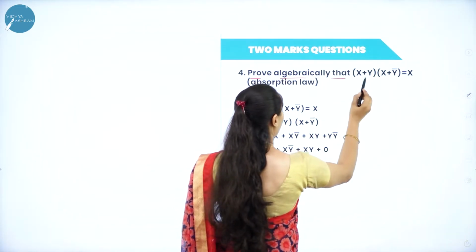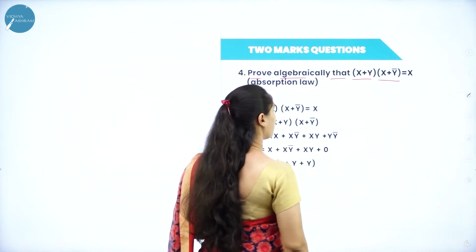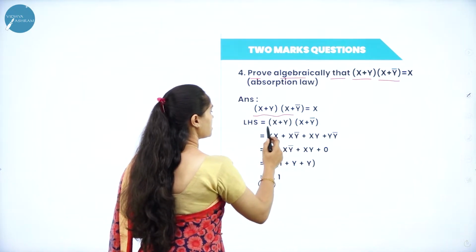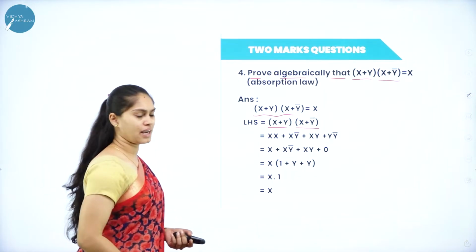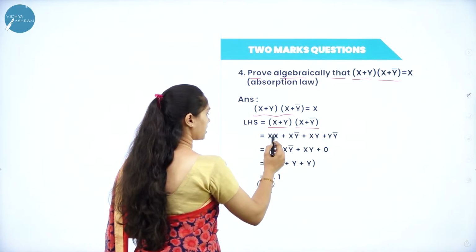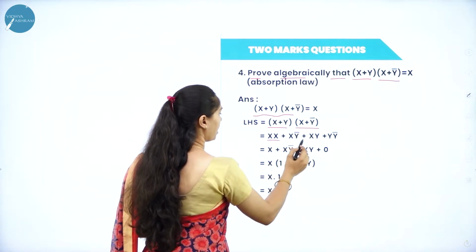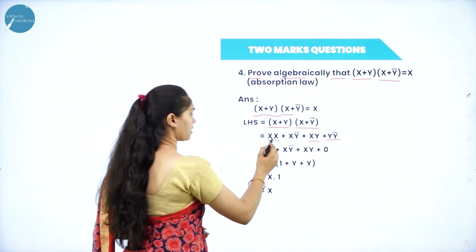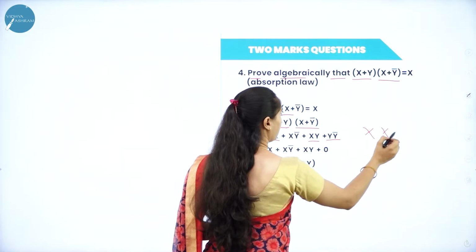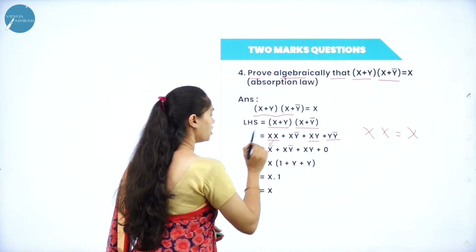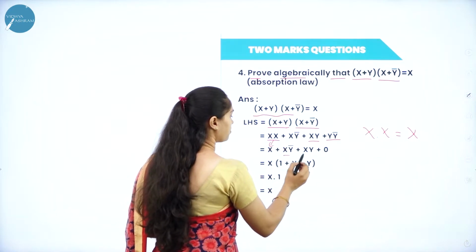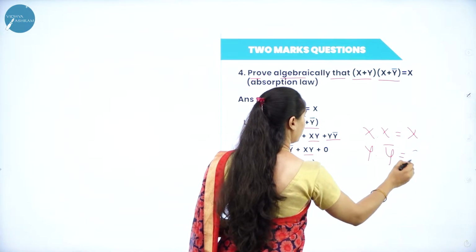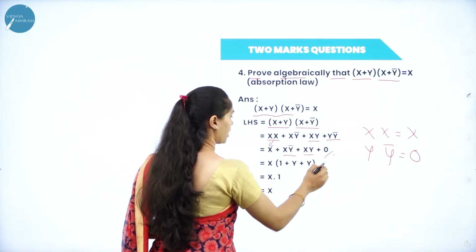Prove algebraically that x plus y into x plus y bar is equal to x. So we have to prove that. Let me take the LHS here, that is x plus y into x plus y bar. Let me multiply this. x will be multiplied with x, x, then plus x y bar, plus y will be multiplied with x, then it will be xy plus y y bar. So as we all know, x dot x will be x only. So in the place of x dot x, we are going to write x, plus x y bar will be as it is, xy will be as it is. Then if I multiply any number with its complement, then it will be equal to 0. So then I am going to write it as 0.